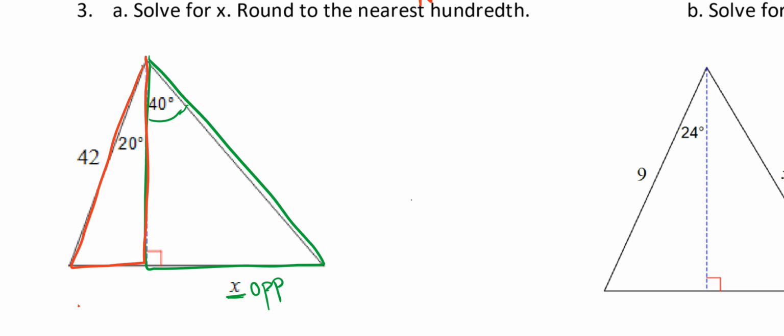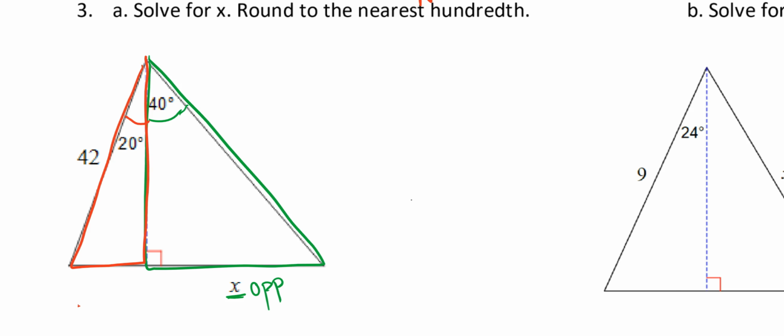So what we need to do is figure out a way to get one of these other sides in the green triangle, either the hypotenuse or this shared side. Now, if we find this shared side, then we can use that length to help us find x. So that's what we need to do. So we're going to start over again with our four steps, but this time we're going to look at the red triangle.